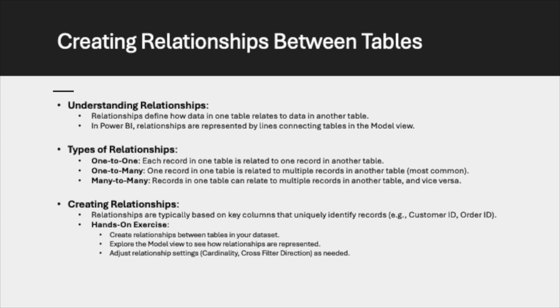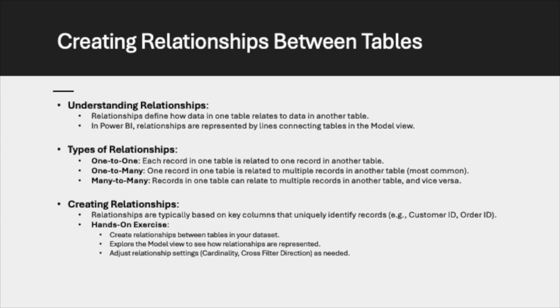Types of relationships. There is one to one, where each record in one table is related to one record in another table. One to many, where one record in one table is related to multiple records in another table, which is the most common. And then there's many to many, where records in one table can relate to multiple records in another table and vice versa.